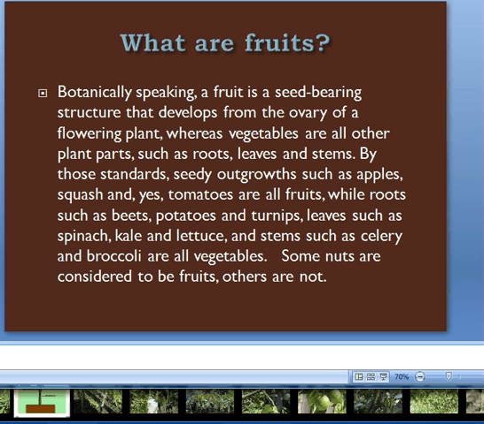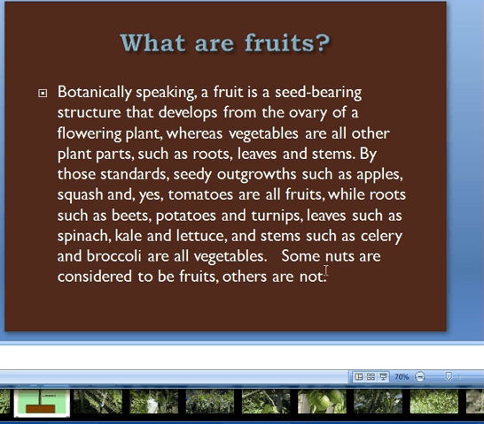So a fruit is a seed-bearing structure that develops from the ovary of a flowering plant, whereas the vegetables are all the other plant parts, such as the roots, the leaves, the stems. Okay, so this is what's interesting. By these standards, even tomatoes are fruits. Even though in the kitchen we call that a vegetable, we put a tomato in our salad, we consider it a vegetable. Excuse me. It actually is a fruit. So, and look at this, celery, broccoli are all vegetables.